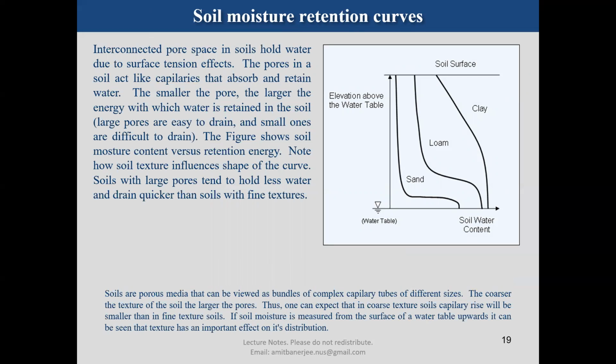When we deal with soil moisture that is retained in soil, it is basically the interconnected pore space in the soil that holds the water due to surface tension effects. The pores in the soil act like capillaries, the concept we just introduced, that absorb and retain the water. The smaller the pore, the larger the energy with which the water is retained in the soil. Whereas the large pores are easy to drain, the small ones are difficult to drain.